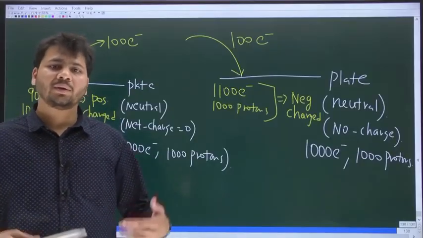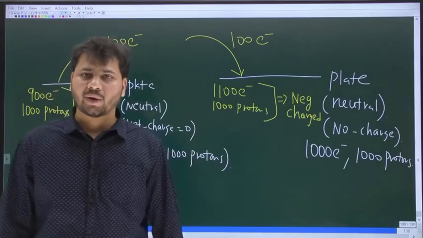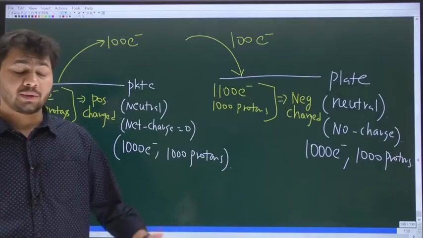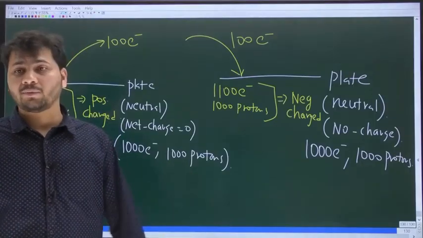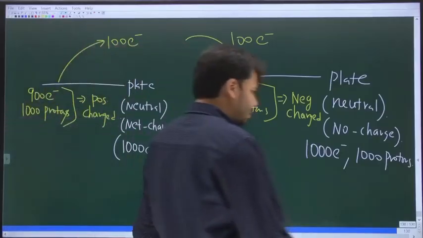Remove electrons, plate becomes positively charged. Add electrons to any plate, the plate will become negatively charged. I hope this is clear. Okay.